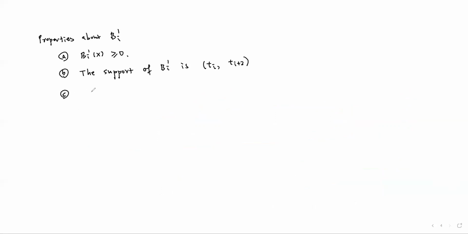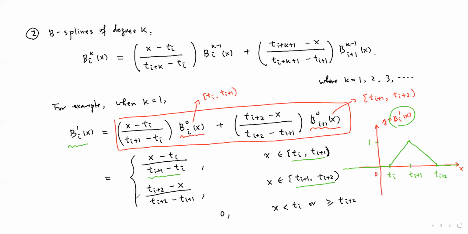C: it can be seen that the summation over I from negative infinity to positive infinity of BI1 is 1 for any x. This is an infinite sum, but because the support is a finite interval, this infinite sum is essentially a finite sum. This is one example of this formula.